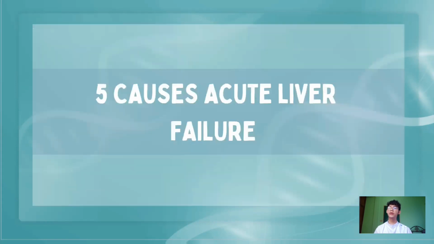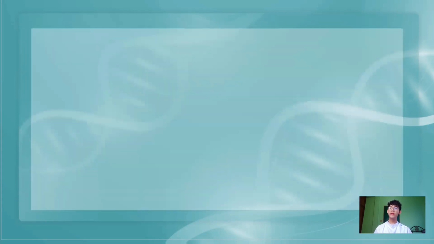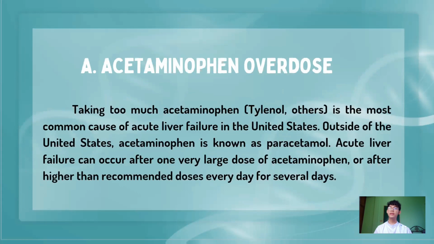Causes of acute liver failure. Acute liver failure occurs when the liver cells are damaged significantly and are no longer able to function. Potential causes include acetaminophen overdose. Taking too much acetaminophen (Tylenol, others) is the most common cause of acute liver failure in the United States.